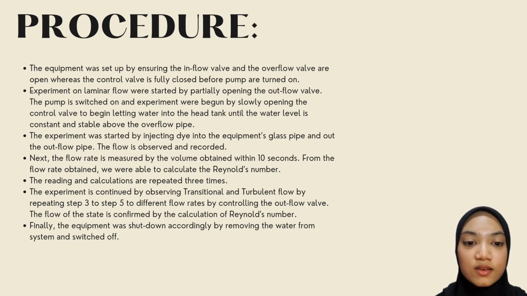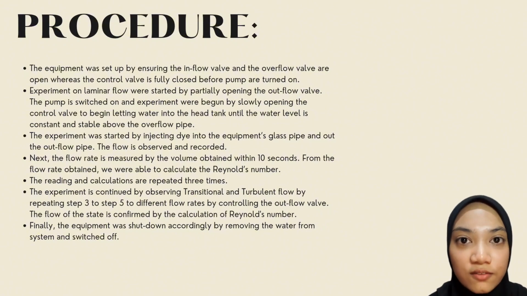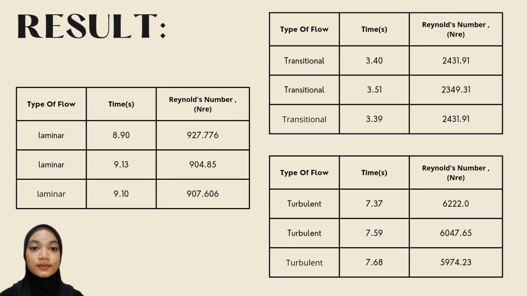The experiment is continued by observing transitional and turbulent flow by repeating step 3 to step 5 at different flow rates by controlling the outflow valve. The flow state is confirmed by the calculation of Reynolds number. Finally, the equipment was shut down accordingly by removing the water from the system, and the system is switched off. This is the result obtained from the experiment conducted.